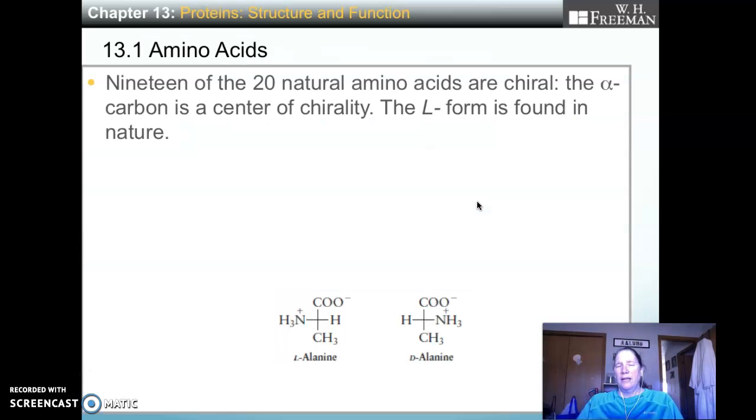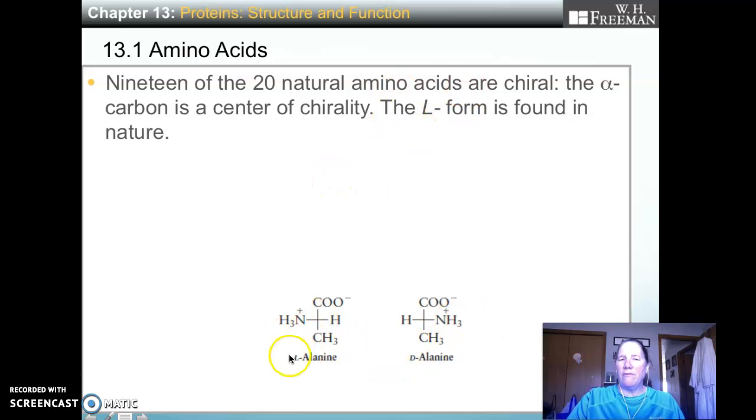So 19 of the 20 naturally occurring amino acids are what they call alpha, the chiral carbon is the center, and then they form out from that. The L form is the other way, so we have the L and the D, okay? And the difference between them is, see, they just flip over, okay? This one has the NH3 group, the amine group here, and this one has it on that side. So they're just mirror images of each other.